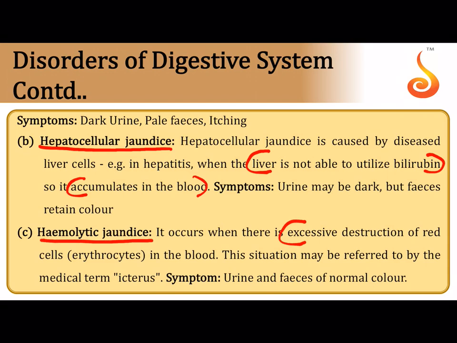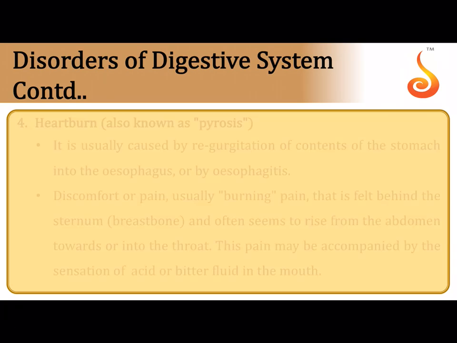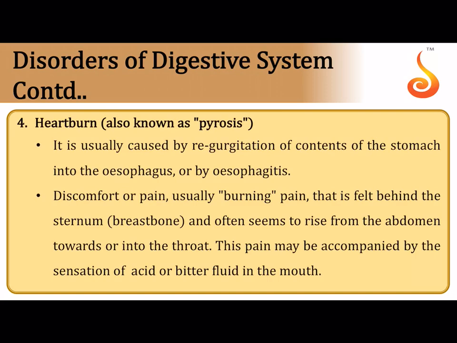Sometimes there is excessive destruction of RBCs. The liver cannot keep up with this rate of RBC destruction, so much of the bilirubin remains in the blood. That is called hemolytic jaundice.